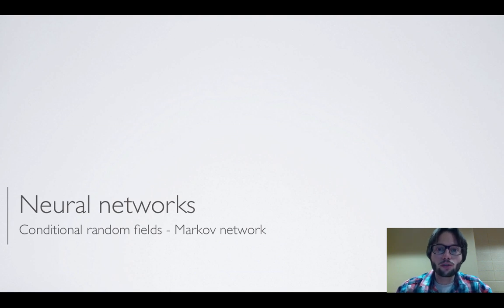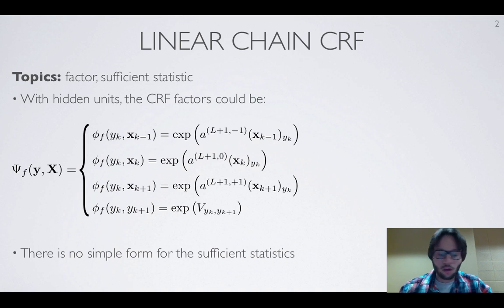In this video, we'll introduce the notion of a Markov network. We've seen before that a conditional random field can be written in a slightly different form from what we've seen before, as essentially a product of some factors.